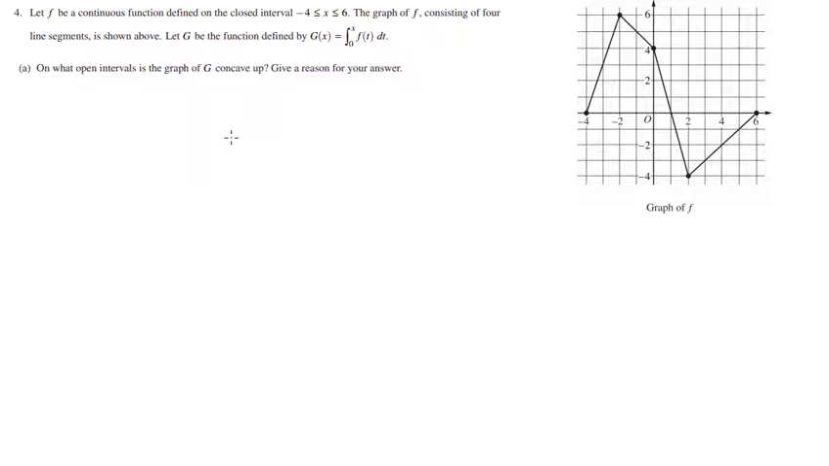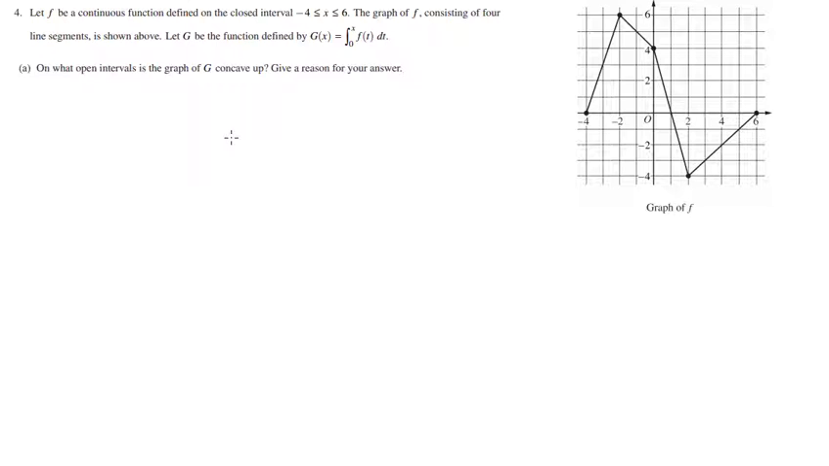I'm going to go over free response question number 4 from the 2021 AP Calculus BC exam. To start, we're told that f is a continuous function defined from -4 to 6, and we're given a graph of the function f. And then we're told that g is the function given by g of x equals the integral from 0 to x of f of t dt.